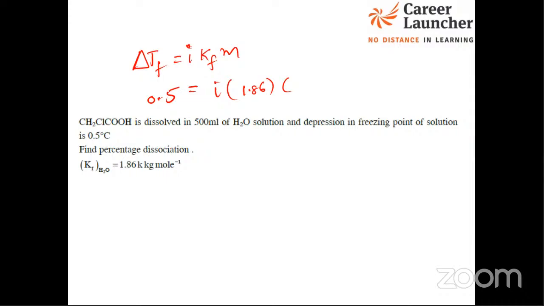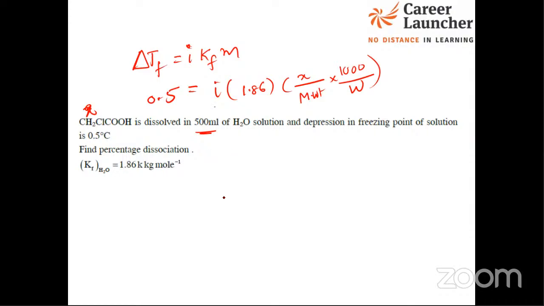The information is missing here. 5 ml of water solution and depression. CH2ClCOOH is dissolved in 500 ml. The volume is given, but the mass is missing, only the mass part. So if it is x grams, we have to take x grams upon the molar mass into 1000 upon the weight of solution. If you substitute in this formula, we can calculate the i value.